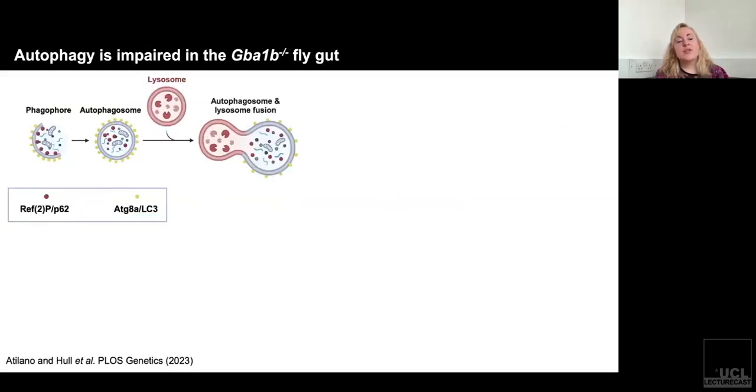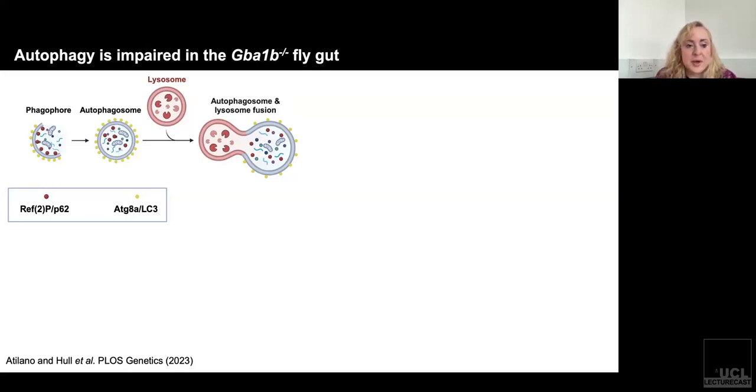So then what we wanted to do was to establish what was underlying the gut wall abnormalities. Now we know that there are defects in the lysosome and in autophagy in GBA knockout fly brains, and we wondered whether the same might be happening in the fly gut as well. And so we looked at autophagy.